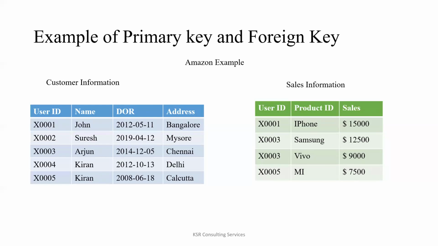So with the help of the user ID column, that means a person is trying to create an account. Whenever he's trying to create an account, some specific ID is assigned to it. With the help of that user ID, it is much easier to guess who amongst them, Kiran, has purchased that product. So you can see Kiran from Calcutta has purchased that MI product, which costs 7,500. There is no need to mention the name of the person who has purchased. If you only mention the user ID, that is more than enough.